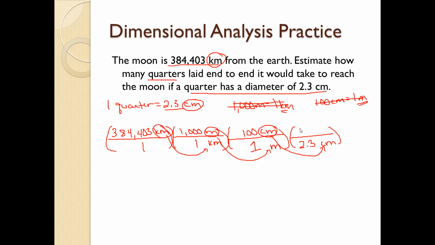The bottom is where you're coming from. The top is where you're going to. The very last bracket should have your final unit, which it does because it's asking about quarters. It's asking how many quarters. So 384,403 times 1,000 divided by 1 times 100 divided by 1 times 1 divided by 2.3. Calculate that out, and it comes down to be a really large number. 1.67132 times 10 to the 10th quarters.